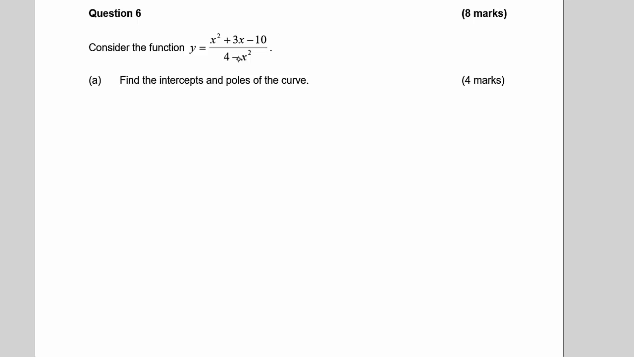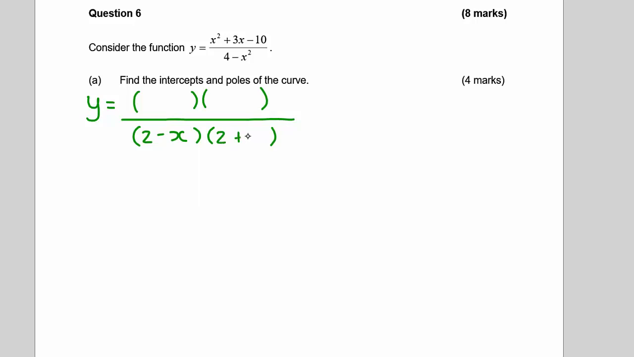Okay, so the first thing I would do looking at this question, given it's a quadratic, I can see that it's going to factorize, so I'm going to start off by doing that. I'm going to say y equals, and put up my two brackets on the top line and my two brackets on the bottom line. And on the bottom line, that's 2 take x and 2 plus x. And on the top line, it's x, and we're looking for plus 5 take 2.